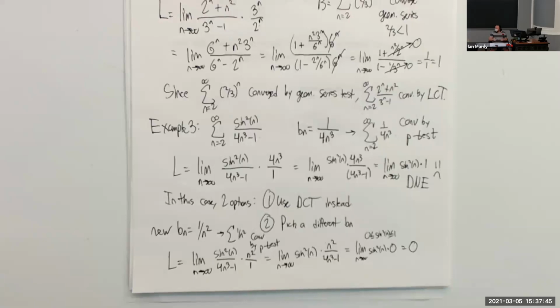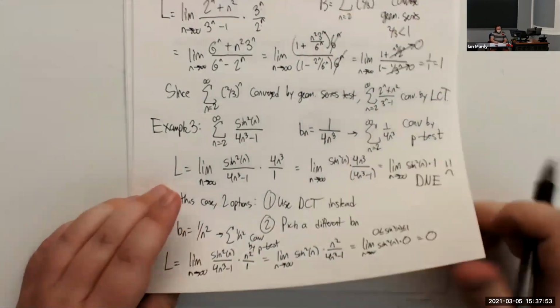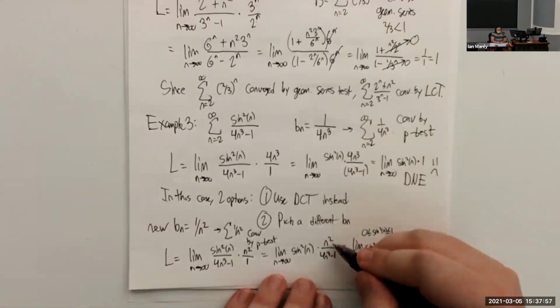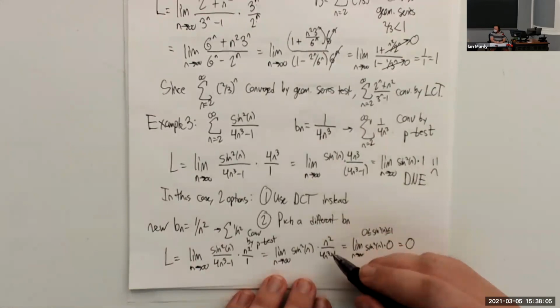I never explained in the first place why I picked 1 over n squared. You guys need to pay attention. All right, so let me actually answer that question now. So let me explain why I picked 1 over n squared. I picked 1 over n squared because I knew that if I picked it to be a smaller power, then I would end up with 0 for this limit right here.